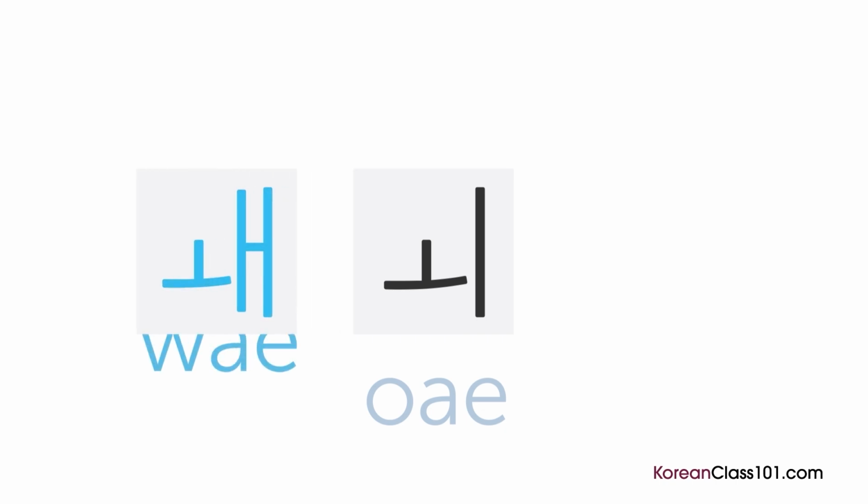Now, there's one double vowel left. You might read this as ui, but that's not correct actually. Listen to the correct pronunciation. We. It sounds almost the same as this letter, doesn't it?